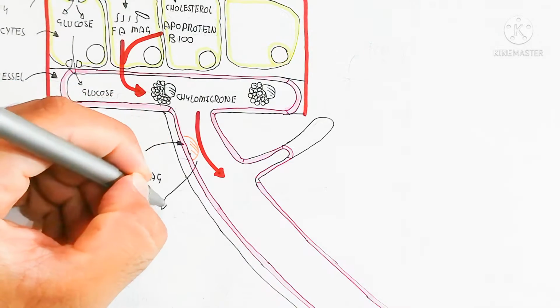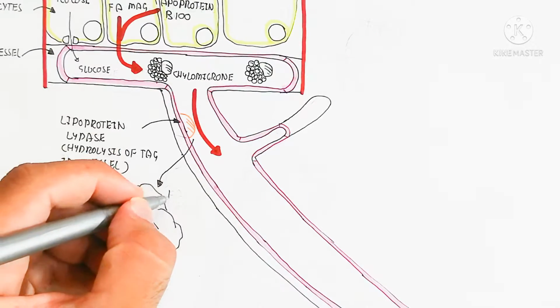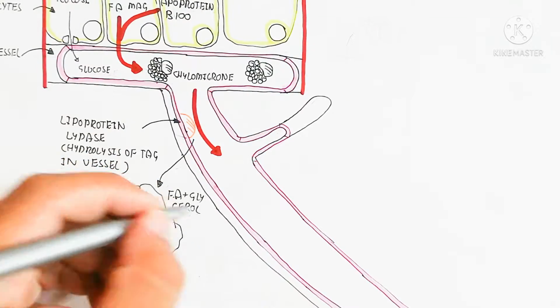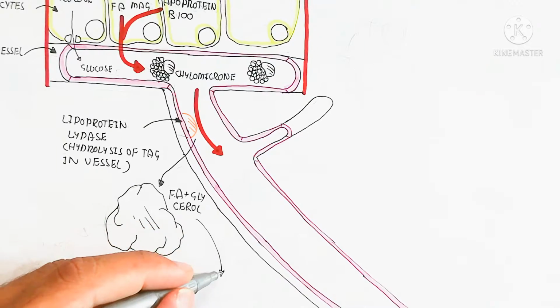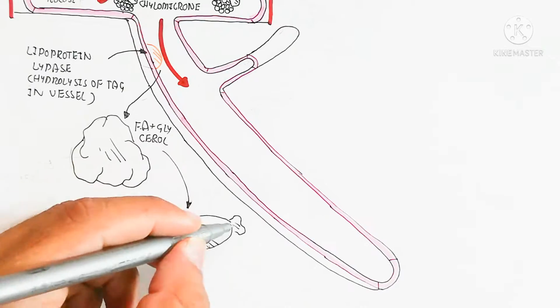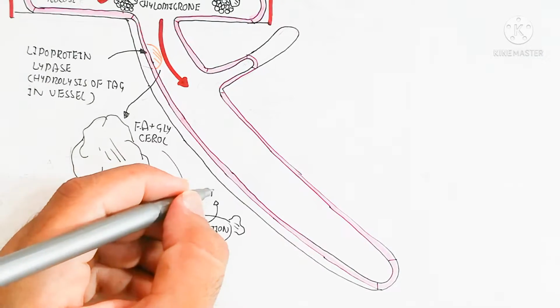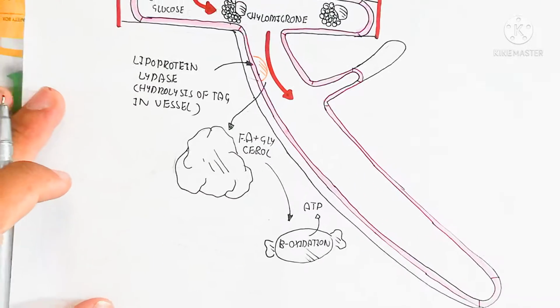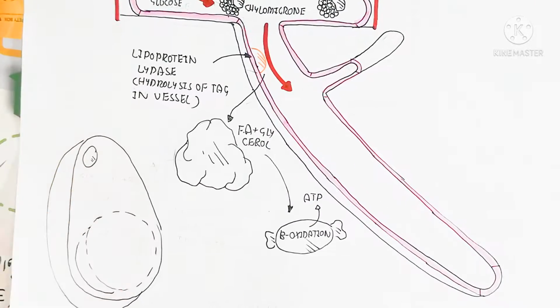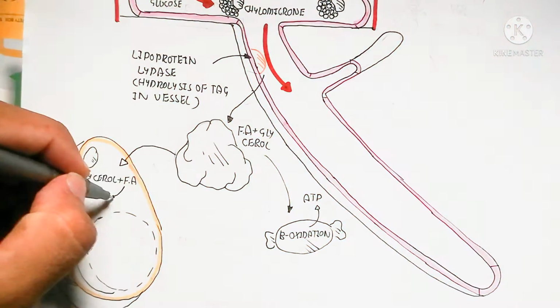The lipoprotein lipase enzyme causes hydrolysis of triacylglycerol in the vessel. After this, the free fatty acid and glycerol will enter the adipose tissue as well as the muscle, and in the muscle, beta oxidation will produce ATP. Beta oxidation means the breakdown of fat.